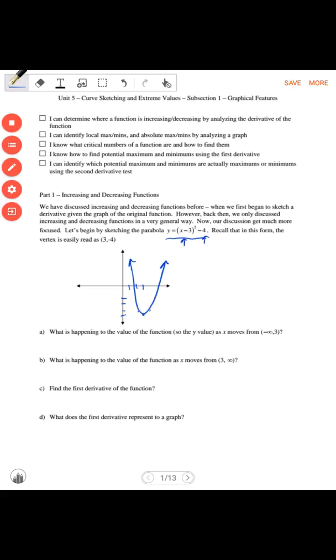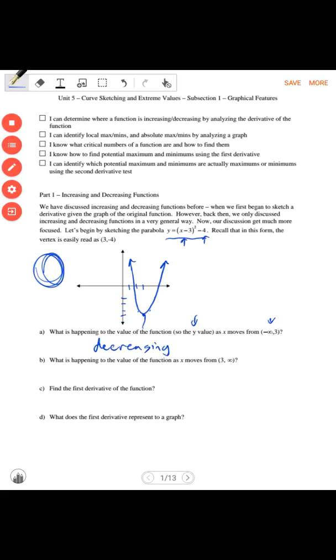Now, what is happening to the value of the function? What's happening to the y value as x moves from infinity to 3? Infinity is like way over here somewhere, all the way to 3. If you have a look at that, the y values start off really, really big at infinity, and then as you approach 3, they're getting smaller and smaller. Then finally they get to negative 4. So what we can say is the y values are decreasing.